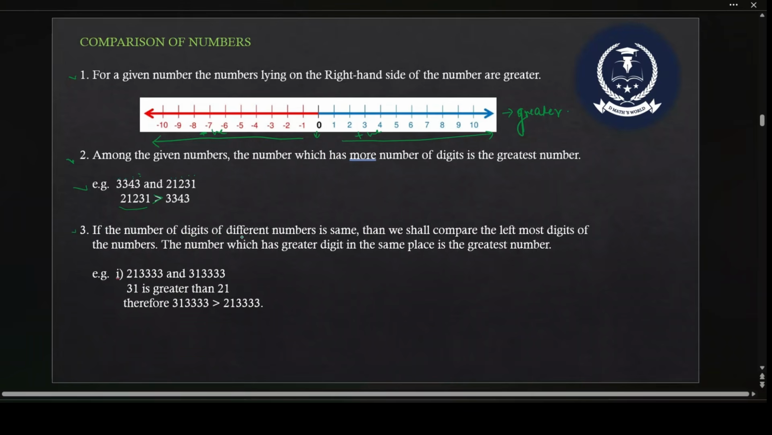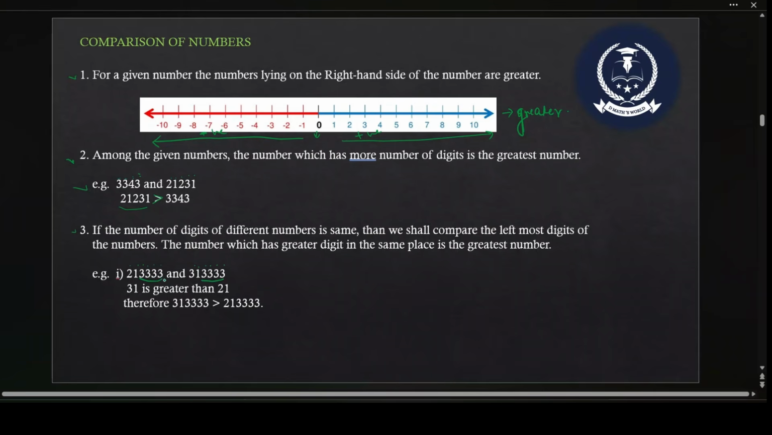Now we are coming to the third point. If the number of digits of different numbers is the same, then we shall compare the leftmost digit of the numbers. The number which has the greater digit in the same place is the greatest number. What does it mean? Look here. 1, 2, 3, 4, 5, 6 and 1, 2, 3, 4, 5, 6. It's the same as it is. So how can we write it down? Look here. They are the same and they are the same.